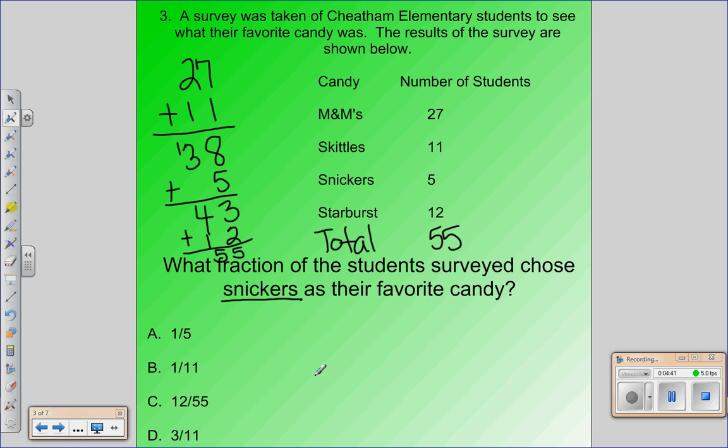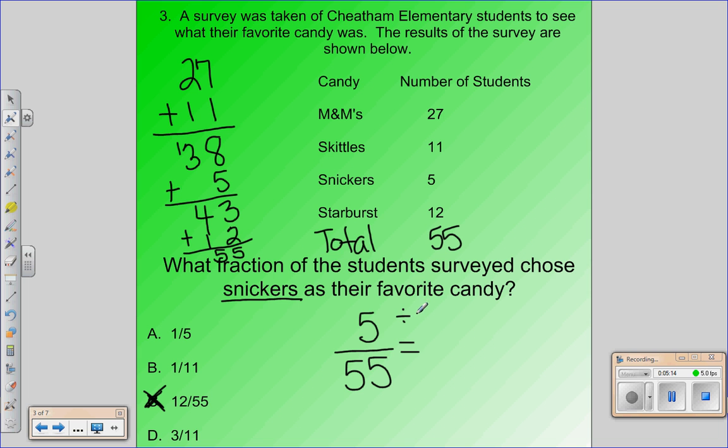So you come back down to your question and they're wanting to know the fraction of the students surveyed that chose Snickers. So 5 students chose Snickers out of 55 total. Now, this is the 4th grade answer. Remember, you must simplify because when you come over here to look at your answer choices, 5/55 is not an answer choice. Do not circle answer C because it's close. Simplify your fraction.